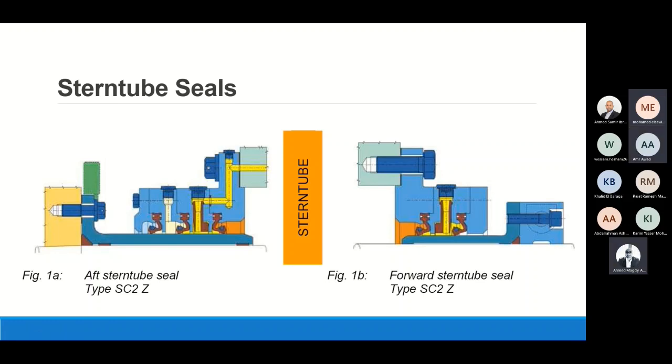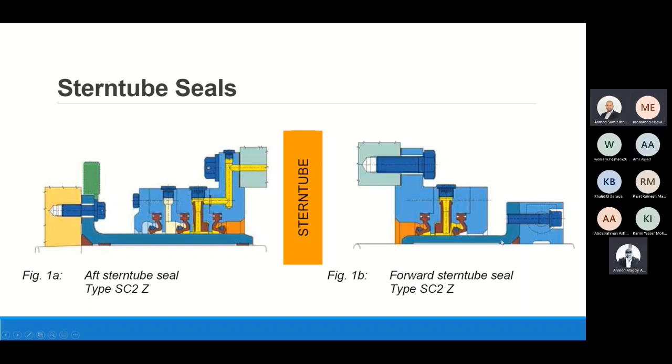So here, if you can see, the liner is connected to the propeller. The propeller is turning, and the liner is turning, and this is fixed together and fixed to the stern tube. The stern tube is not turning. The seal is not turning. The seal is static. The liner is dynamic.